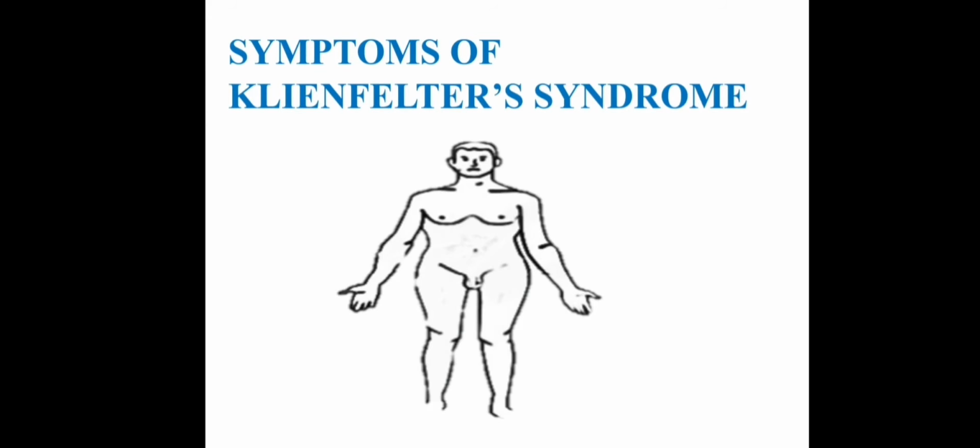Symptoms of Klinefelter Syndrome. Some changes in a Klinefelter Syndrome person. They are sterile males. The testes are small. There is no spermatogenesis. Male sex glands are poorly developed. The breasts are enlarged. They are tall. The amount of male hormone is low and they are mentally affected.